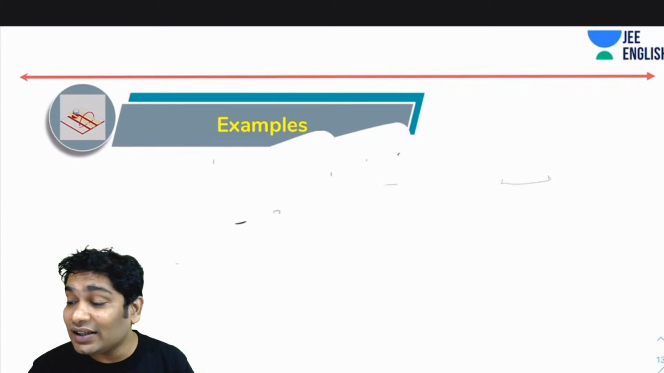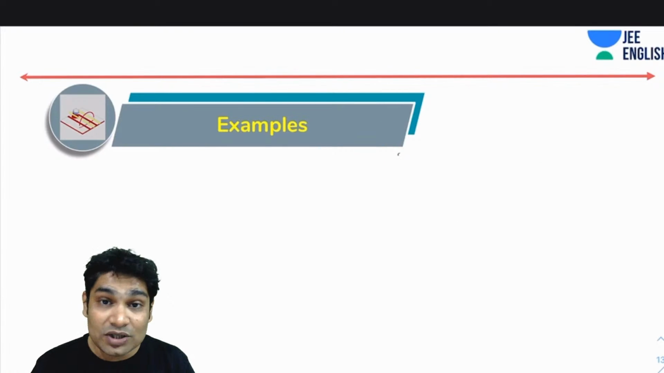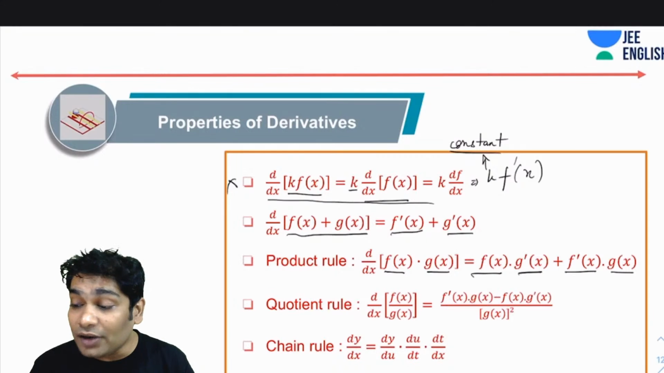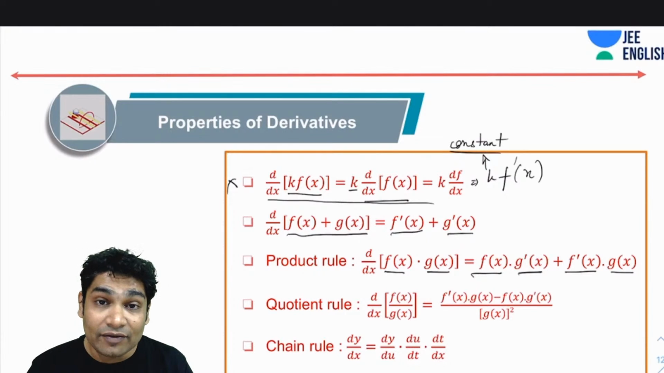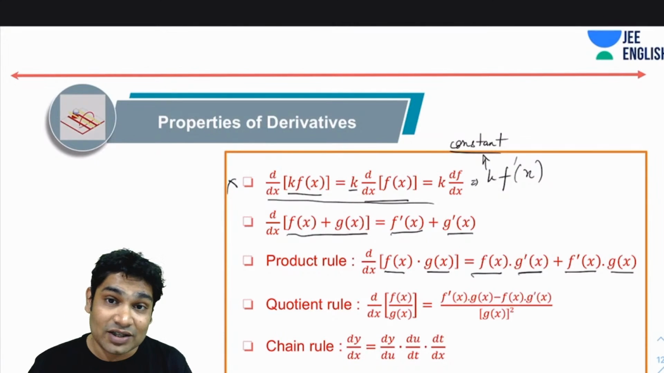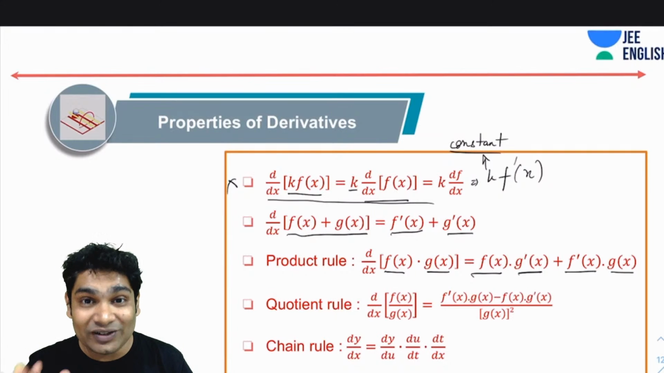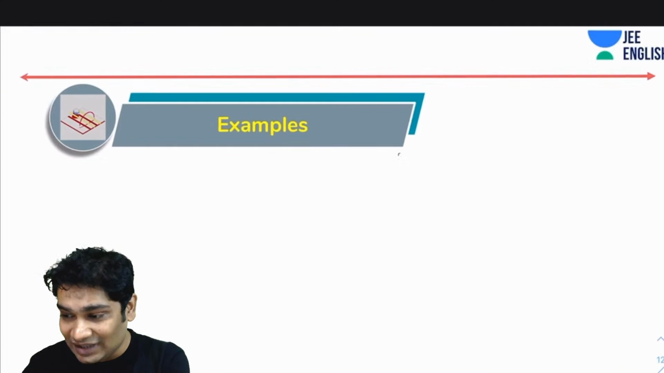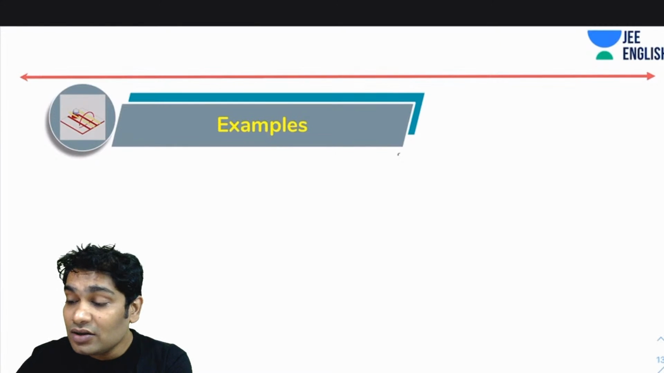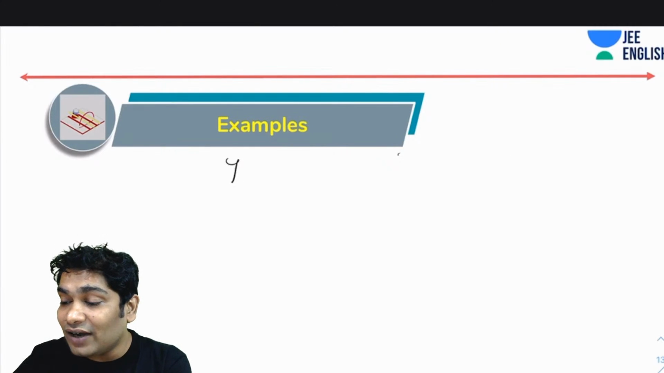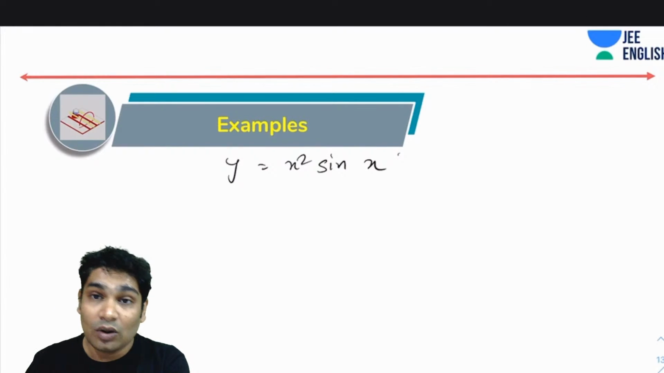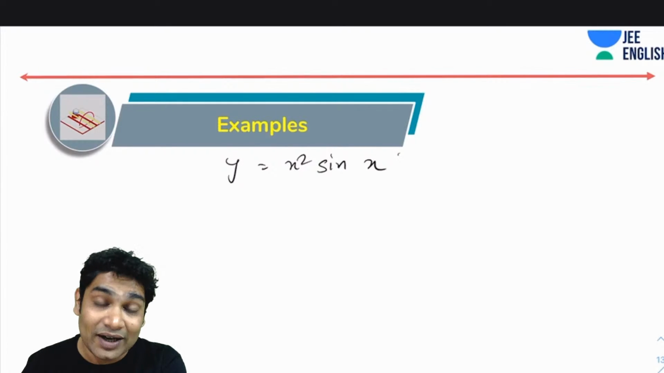Now let's talk about the third one. The third one used the product rule. All right. So the product rule said that to find the derivative of a function which is a product of two functions, the derivative is written as the first function into derivative of the second function plus the derivative of the first function into the second function itself. So let's take an example. Let's say your y is defined as x square times sine x.